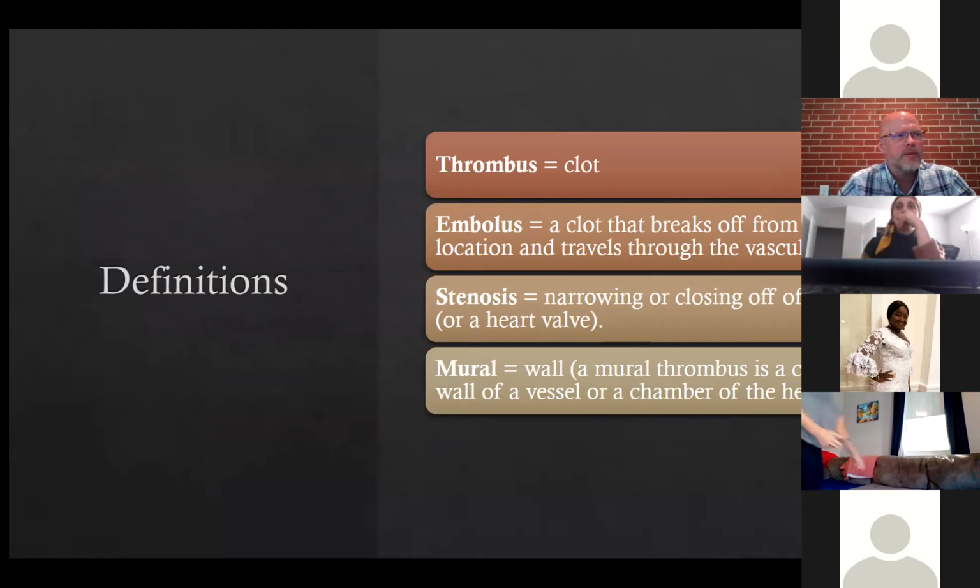Stenosis, often referred to when we talk about valves. So the valves like the pulmonic valve and the aortic valve are prone to stenosis, a narrowing. And mural means the wall. So if we have a mural thrombus, it's a clot in the wall of the vessel or chamber of the heart.